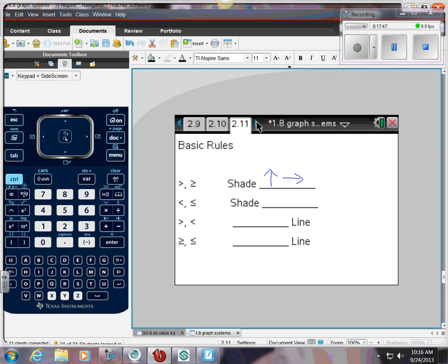Less than and less than or equal to, sorry. In the book, there's an up arrow, or just write up. Less than or equal to? Down and left, good. It's the direction in which you shade. So if you have something that looks like this, if it's greater than, you would shade up here. If it's less than, you shade down here. Okay. Less than and greater than, what kind of line? Dotted, great. And less than or equal to, greater than or equal to? Solid.